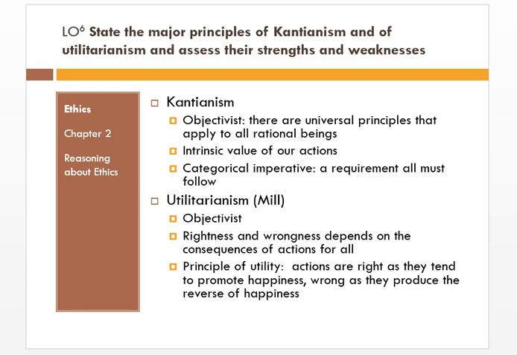Now, he believes that consequences matter, but consequences don't matter as much, or shouldn't matter as much when making a decision.